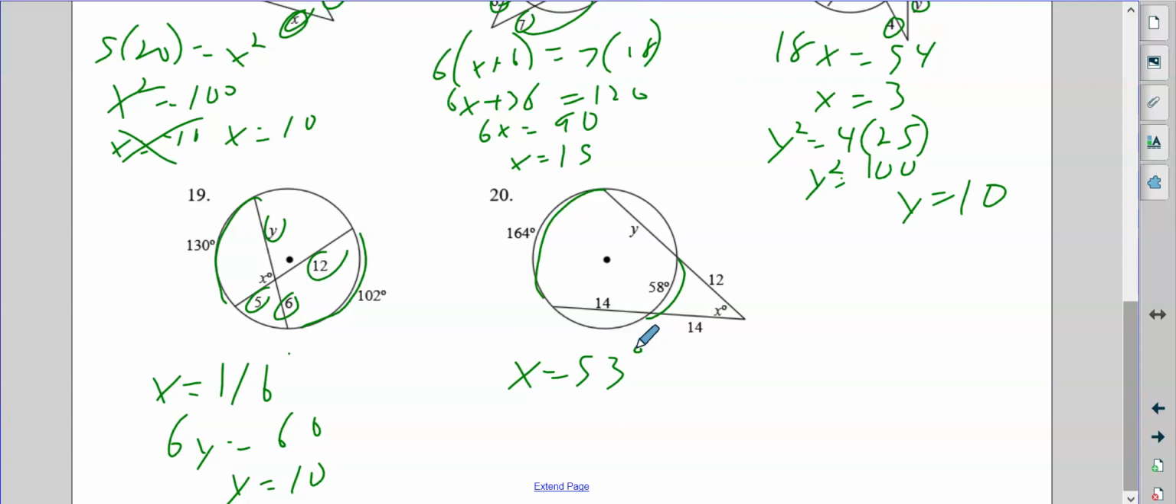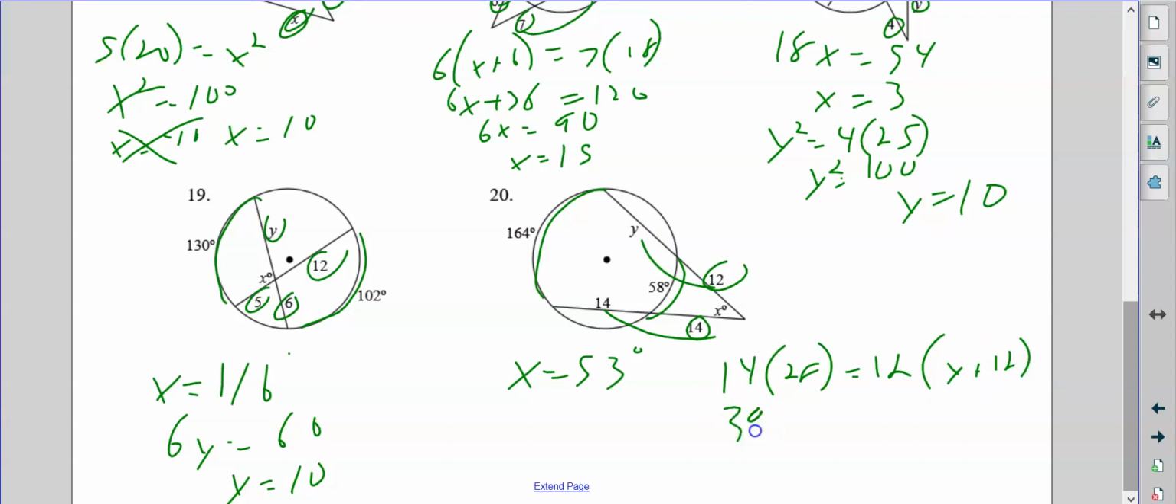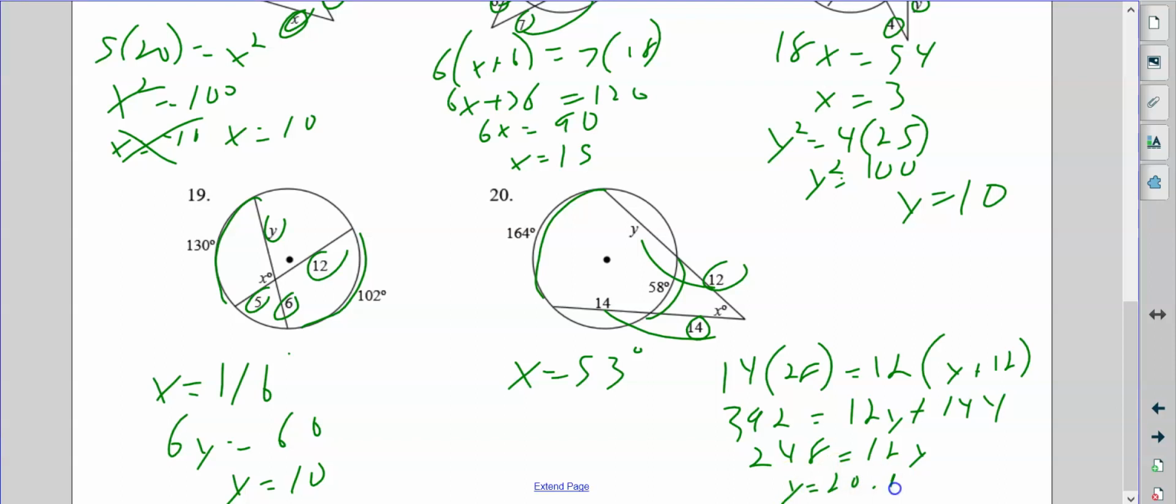And then for the y, part times the whole equals part times the whole. So 14 times 28 equals 12y plus 144. If we subtract 144, we get 248. And then when we divide by 12, we get 20.6 repeating, which is also, if you recognize, 20 2/3.